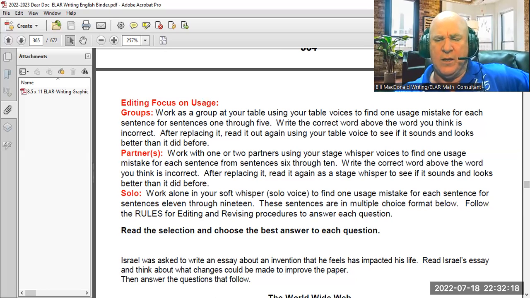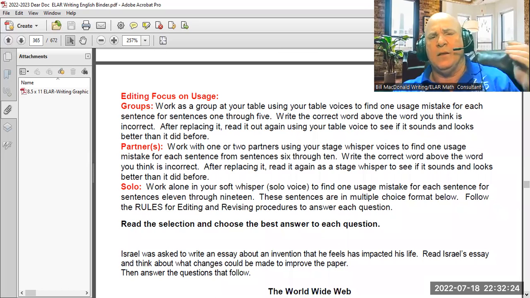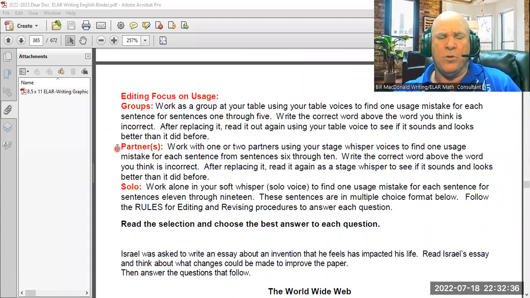And so it's important that your kids read the sentences loudly or in a medium voice when they work with the groups there. And then for 6 through 10, work with one partner or two at the most. And then level 3, they can try 11 through 19, which are in multiple choice format, on their own. They should have an easy time on this solo part because the choices are there, and they can just pick the one that sounds the best.